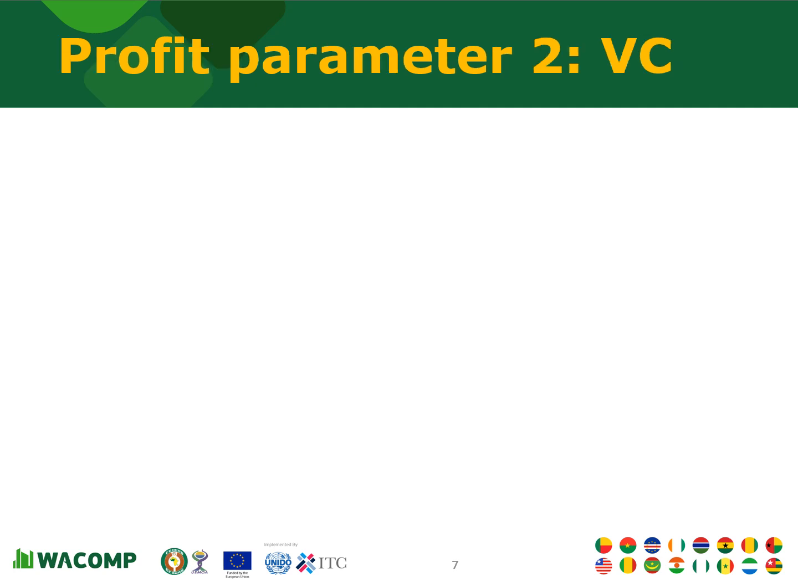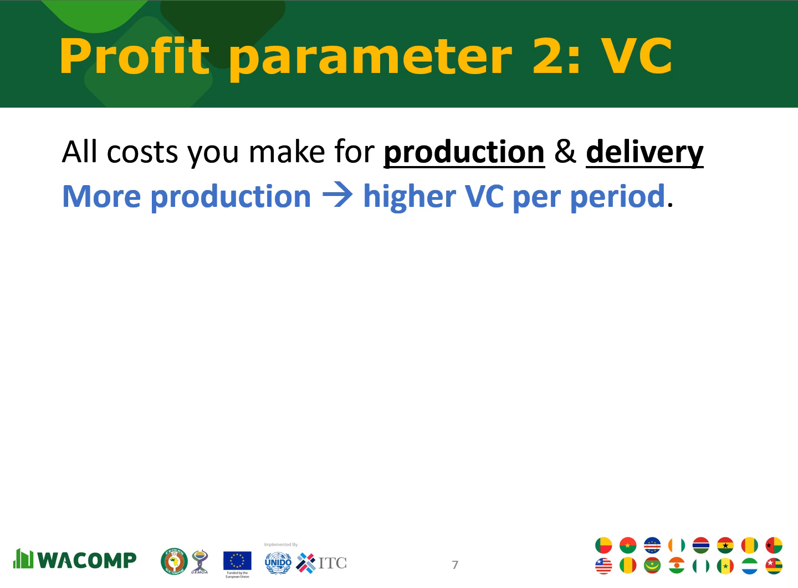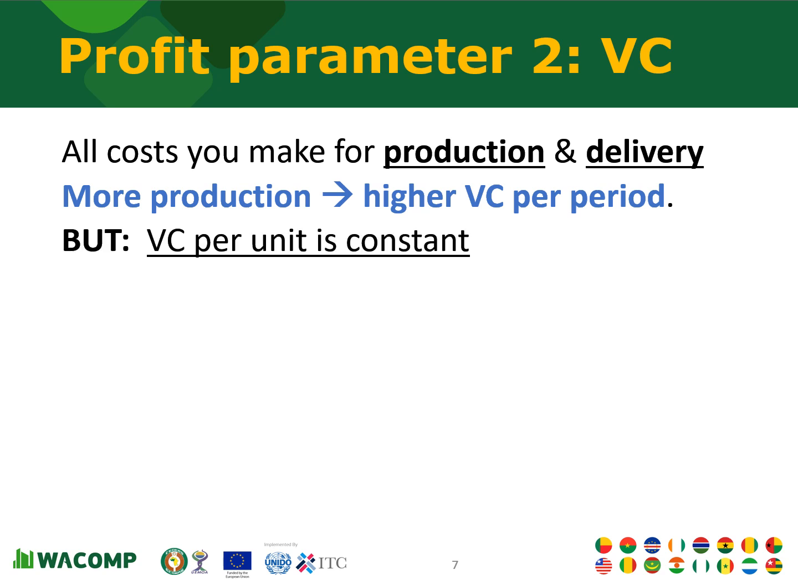The second profit parameter is VC, the variable costs. Variable costs are all the costs that you have to make for production and delivery. So when you produce more in a certain period, your variable costs in that month will proportionally increase. But your VC per unit remains constant. This is very important to remember. If Q goes up in a period, VC will also go up in that period, but per unit produced, VC remains the same.